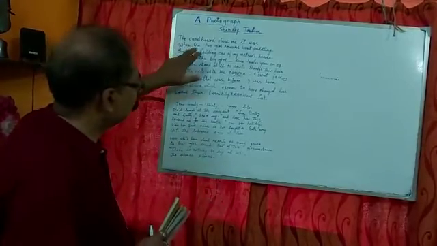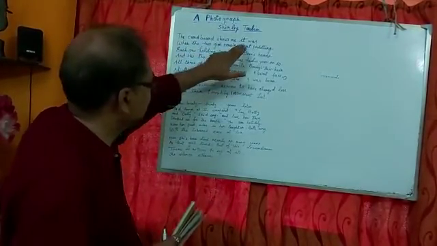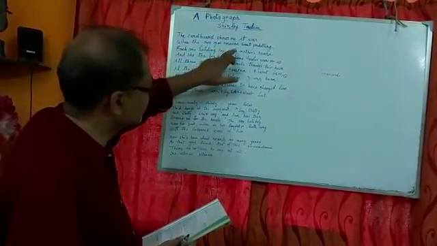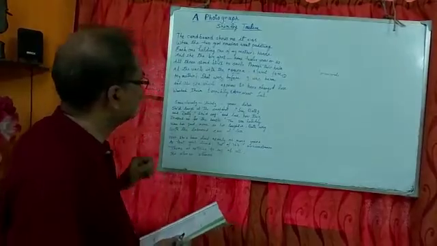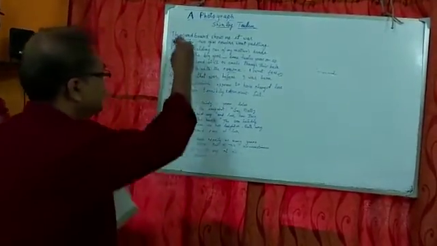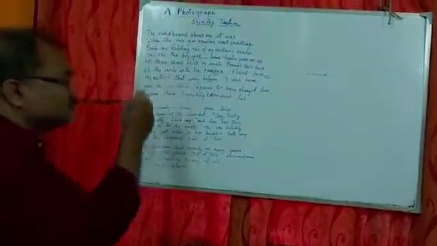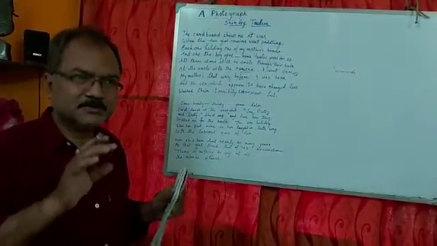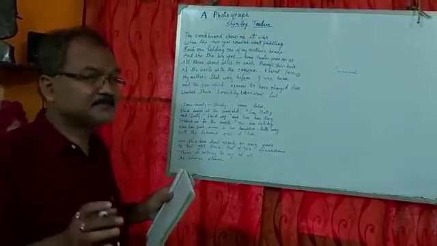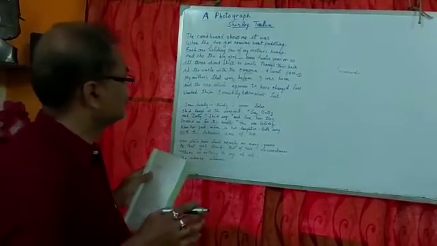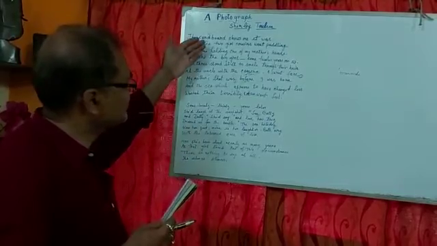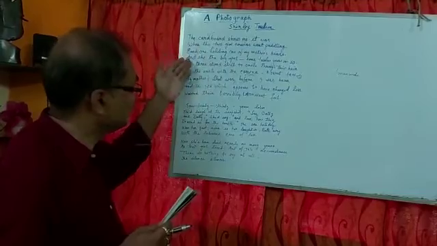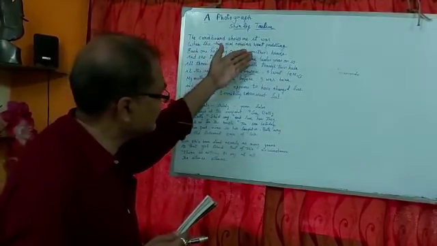The first line: The cardboard shows me it was when the two girl cousins went paddling. What does this mean? Here the word cardboard. Cardboard represents the photograph. A photograph, it is framed. It is on a cardboard. So, here cardboard represents the photograph. Shows me it was when the two girl cousins went paddling.